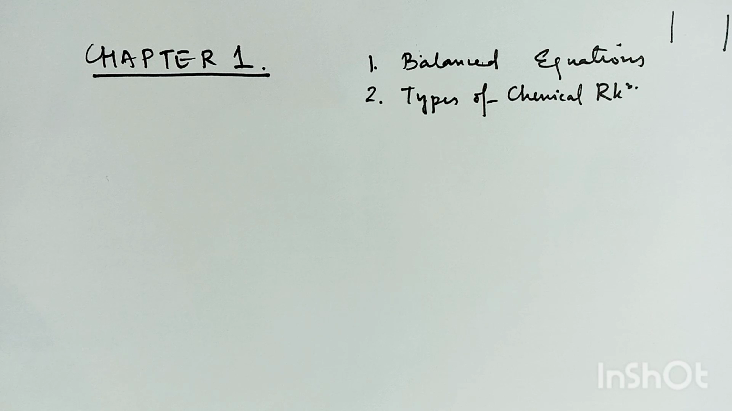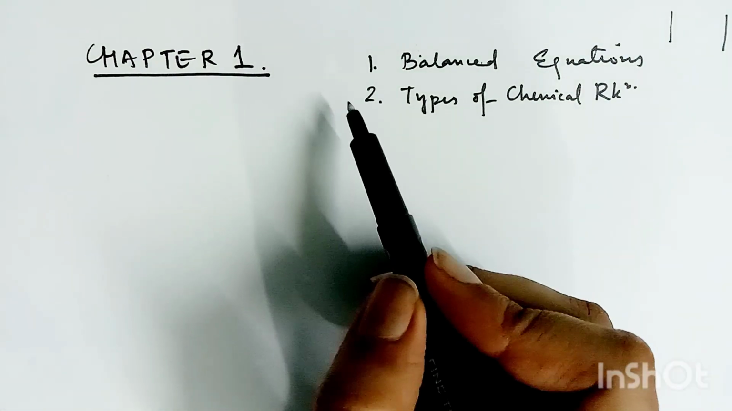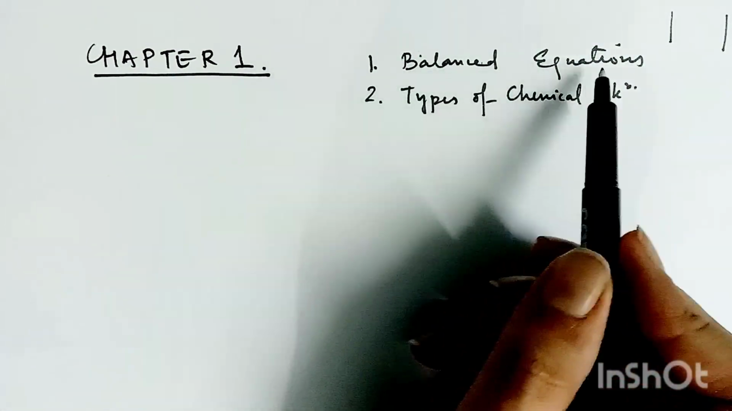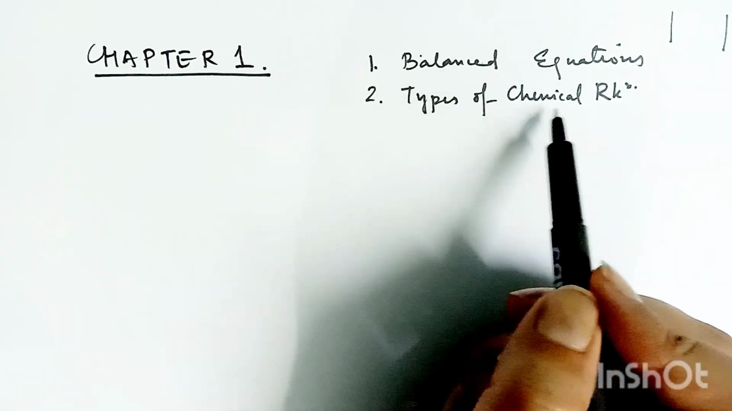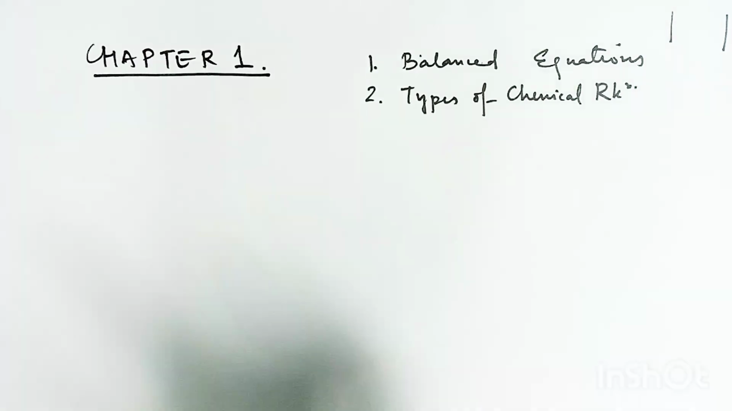Today I am starting CBSE chapter 1 of chemistry, which is chemical reactions and equations. In this chapter we will discuss two topics: how to balance a chemical equation and the types of chemical reactions. So let's start with balancing equations.